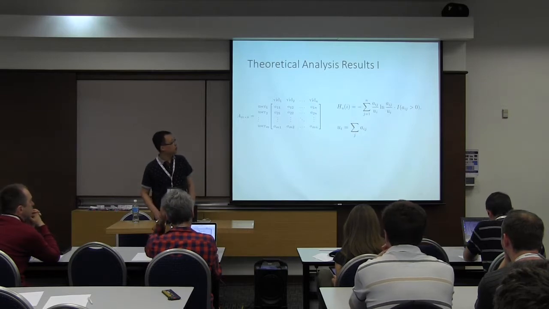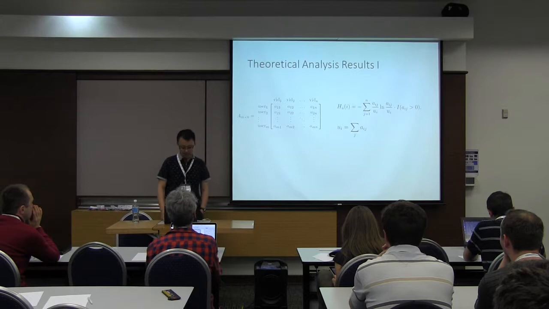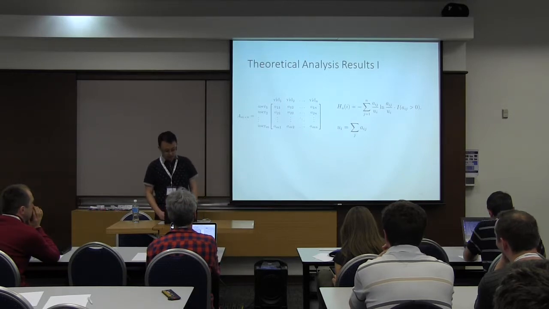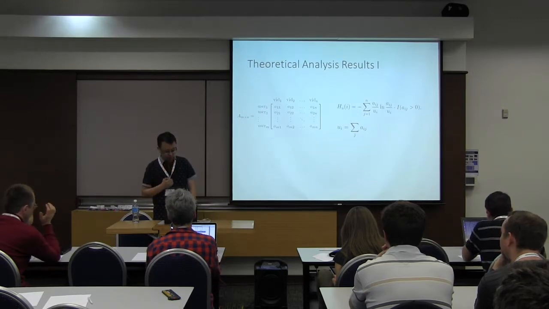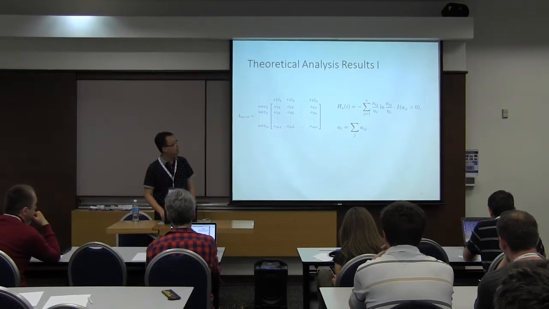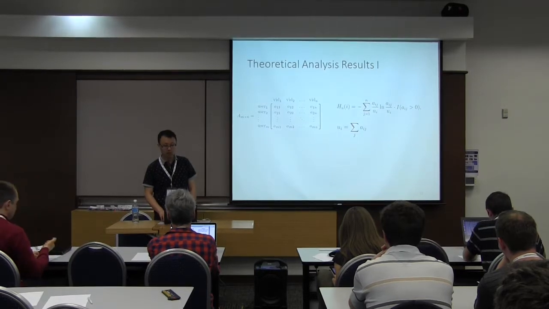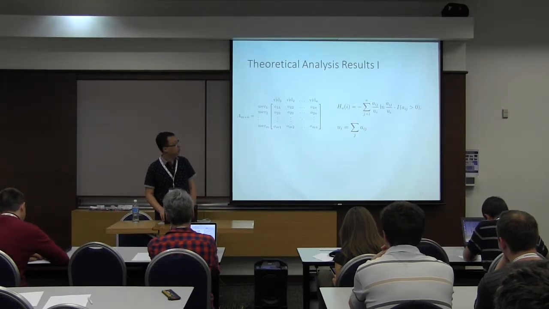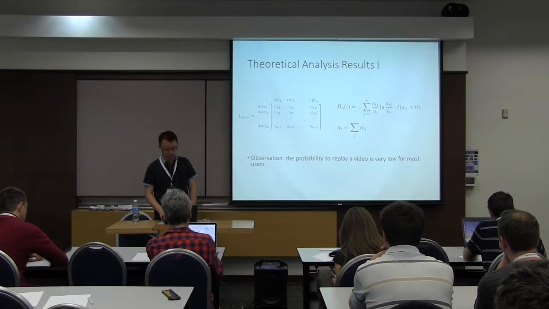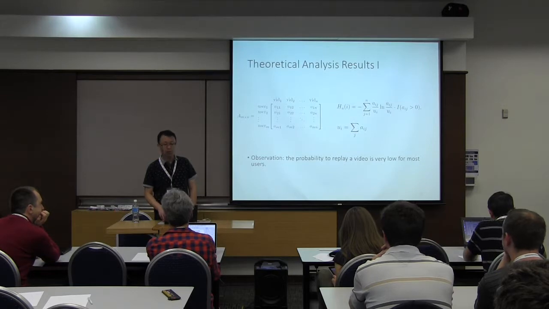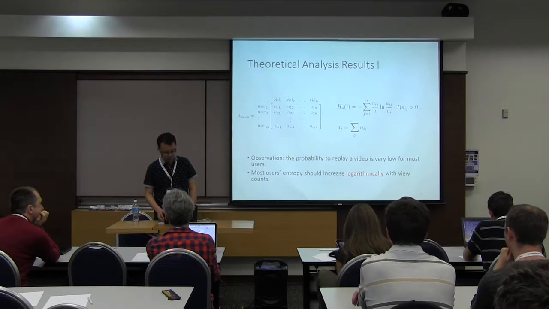This matrix is a summarization of the users' view patterns. Each element, A_ij, is the number of times user i views video j. If a user creating fake views sends many views for a particular video, then we can capture that by the entropy function. So based on each user's view pattern, we introduce the entropy function defined by the right-hand side equation. From our measurements, we find that for most users, the probability of replaying a video is very low. So according to the property of the entropy function, it should increase logarithmically with the view count.